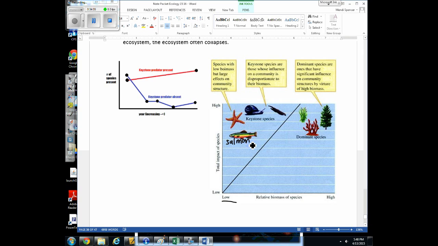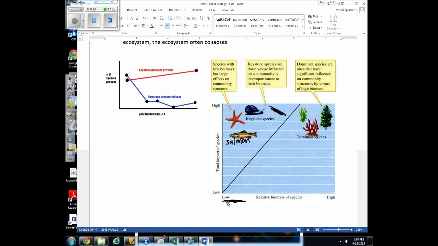Now, because of their niche, because they interact with so many different organisms, we know that if salmon go extinct, then entire ecosystems are going to collapse. So again, salmon is an upper level predator. There's really a low amount of biomass in salmon compared to their importance.